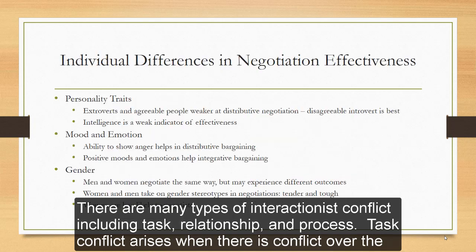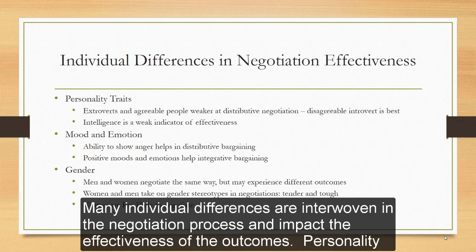Now, there's a bit of research on individual differences in negotiation effectiveness, and some of it has to do with personality traits, others with mood and emotion, and there's also research on gender differences. In terms of personality traits, it seems that extroverts tend to be weaker at negotiation because they want the people who listen to them to like them. It's good in negotiation to not care if the other side likes you or not.